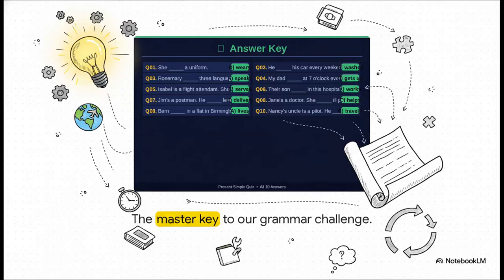And there it is, the fully decoded answer key, the whole shebang. What started as just a random assortment of questions is now a perfectly logical grammatical system. She wears, he washes, Rosemary speaks, my dad gets up, Isabel serves, their son works, Jim delivers, Jane helps, Bern lives, Nancy's uncle travels. You didn't just memorize 10 answers today, you completely uncovered the hidden architecture behind them.